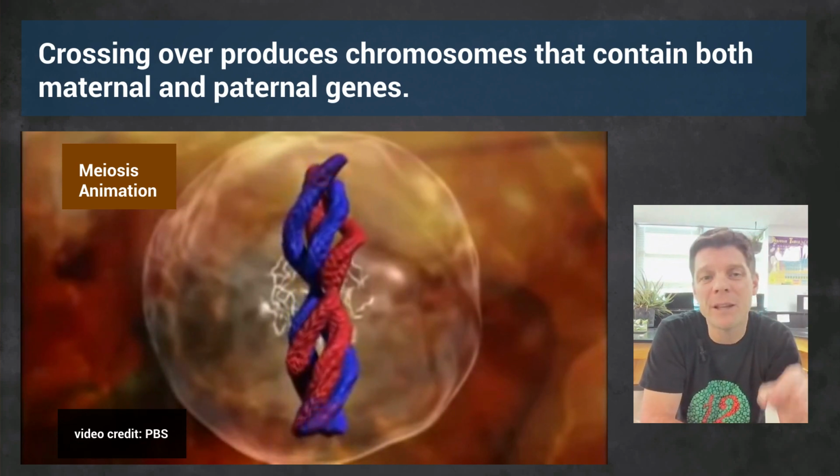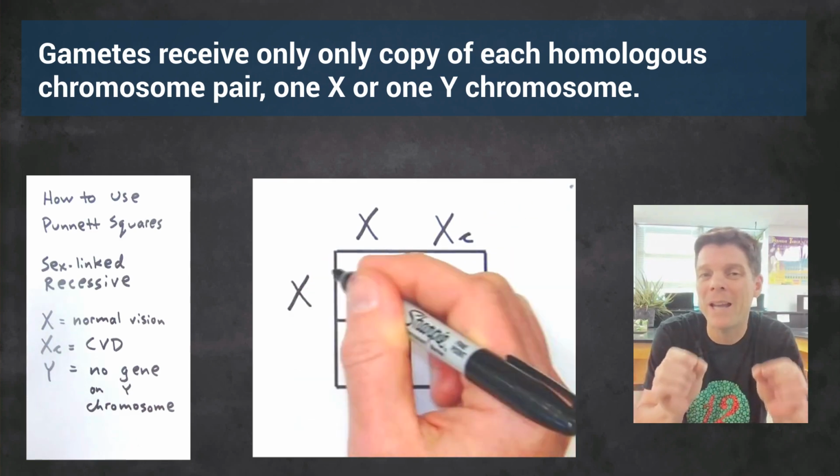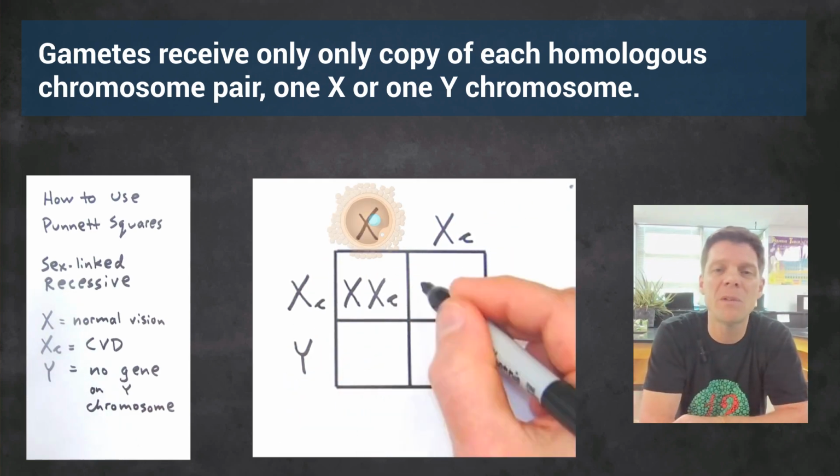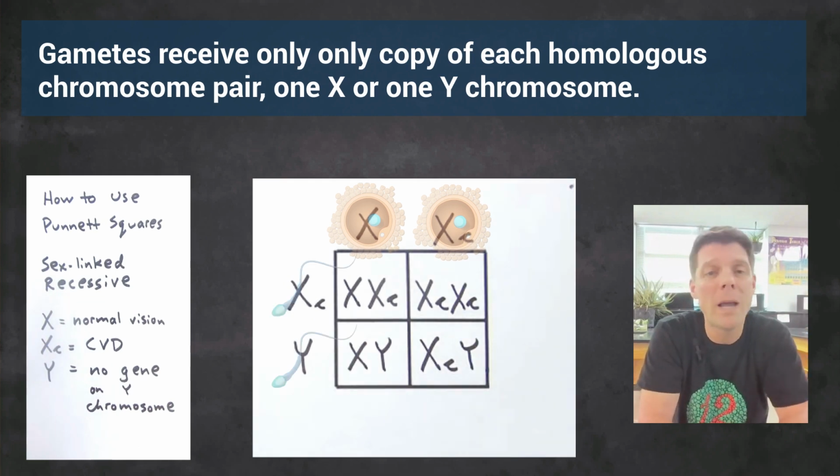This is important for the inheritance of color blindness because it means that an egg cell will end up with only one X chromosome, and a sperm cell will have either one X or one Y chromosome.